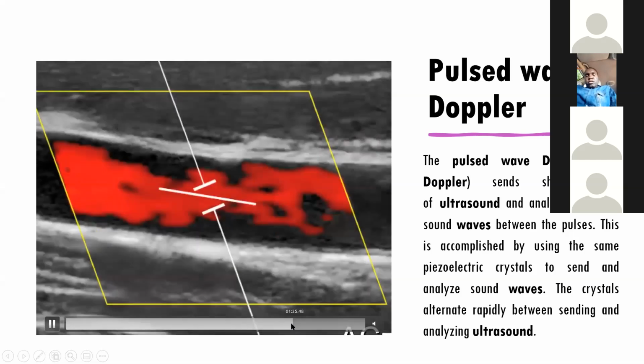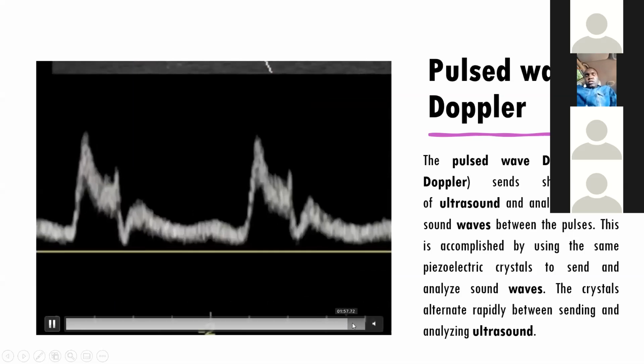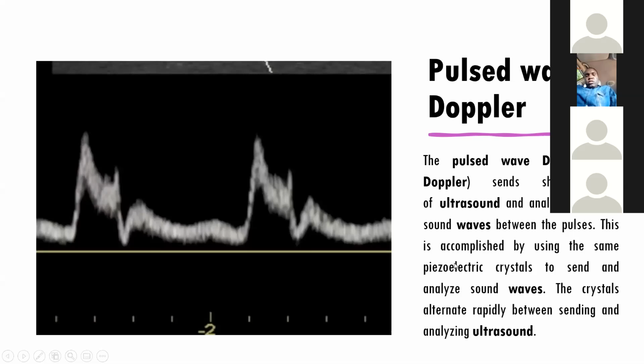Just as I told you, the angle correction. You can change this line to correct the angle. You see here. Okay, you see that you can change the correction just by making it parallel. Then you will get a good result. Okay.